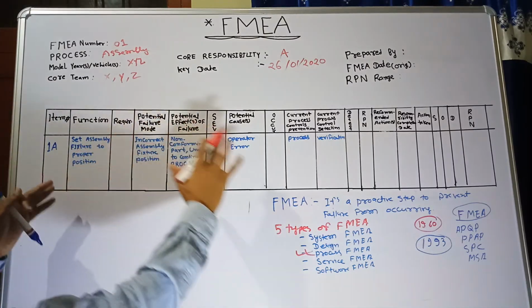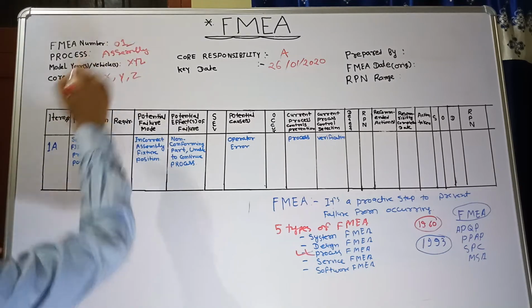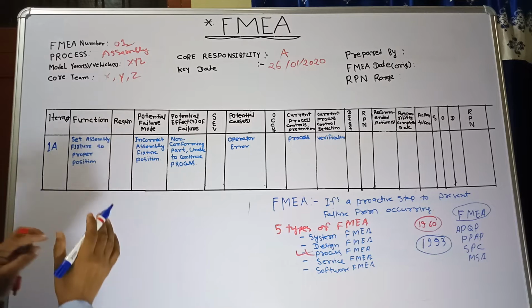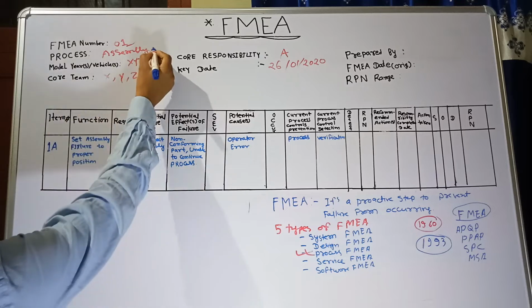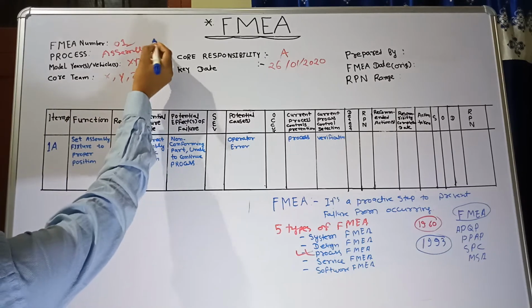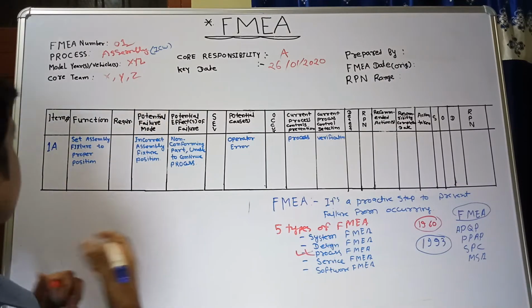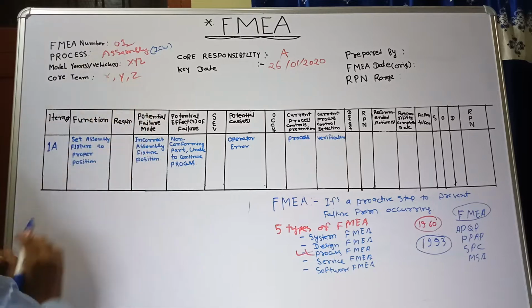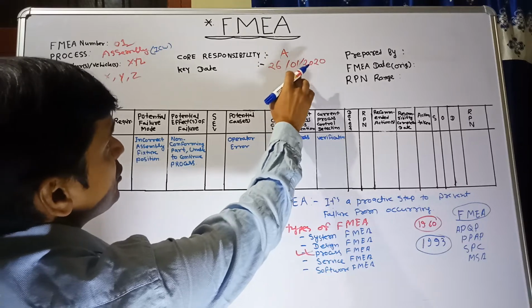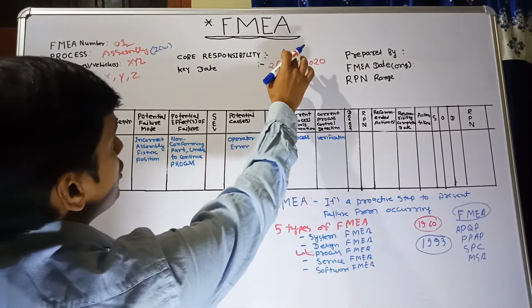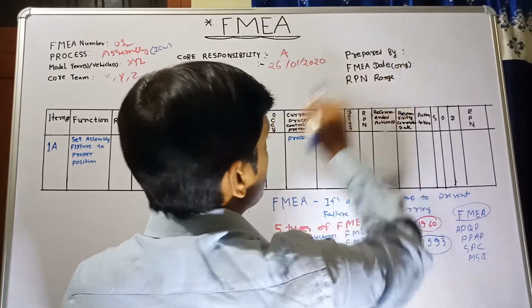Basically this is the format of FMEA. We have to mention the FMEA number first, which is very important, and the process for which we are making the FMEA, for example the assembly process, some line like ICW, intercell welding. Then model year, vehicles, and core team, the participating members. Key date, for example today is 26/1/2020. Core responsibility, who is the main person. Prepared by, who is making it, and the FMEA date and RPN date.